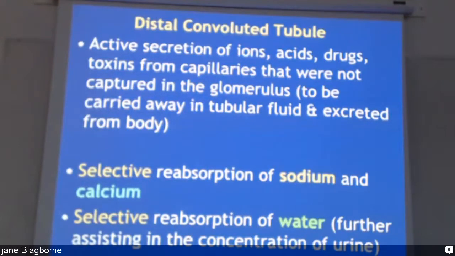The distal convoluted tubule, active secretion of ions and drugs, toxins from the capillaries that were not captured in the glomerulus, so they will be captured later on as they go down. Now they're to be carried away in the tubular fluid and excreted from the body. There is selective reabsorption at this point in the distal tubule of sodium and calcium, so you don't lose your calcium from your body. It also reabsorbs water to prevent dehydration and to keep homeostasis.